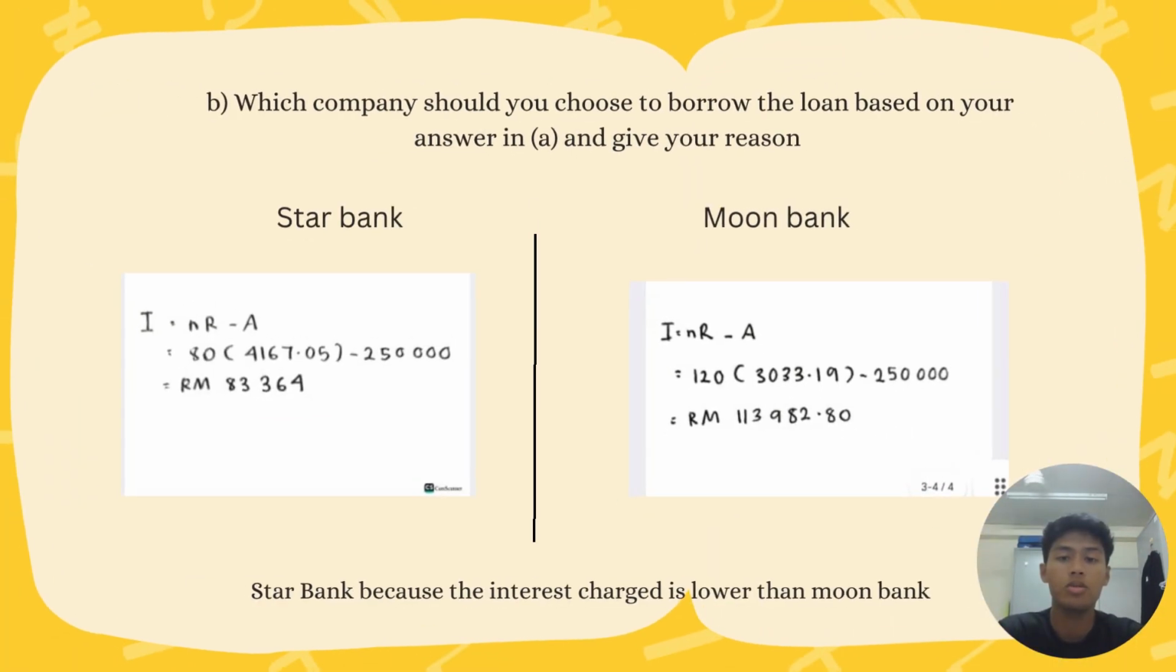Question 4b. Which company should you choose to borrow the loan based on your answer in A, and give your reason? For this question, you need to list down the formula first. We use the interest charge formula, which is I equals nR minus A. Put the information into the formula, then solve it. You will get for Star Bank RM 83,394, and for Moon Bank RM 113,982.80. Then based on the answer, you need to choose the lowest interest charge. For this answer, I think Star Bank is the lowest. So the answer for this question is Star Bank because the interest charge is lower than Moon Bank.